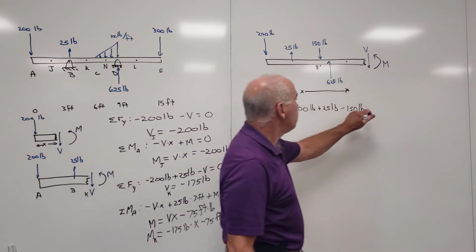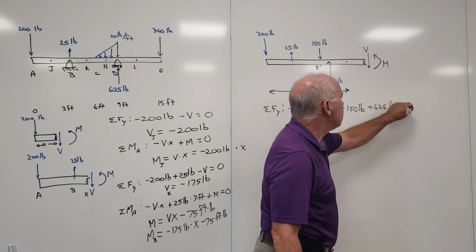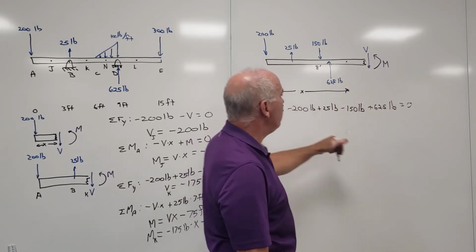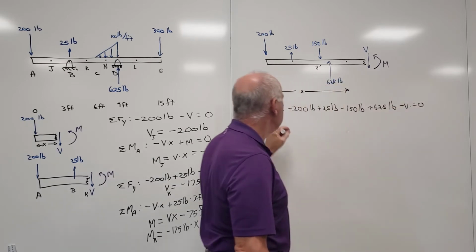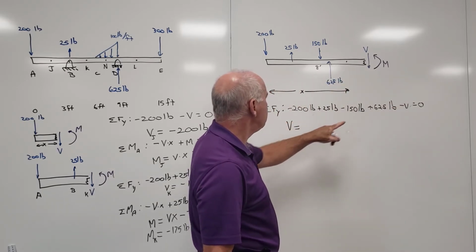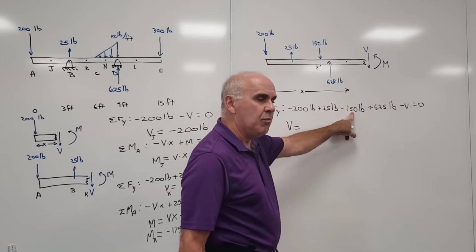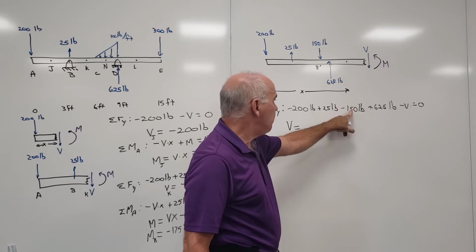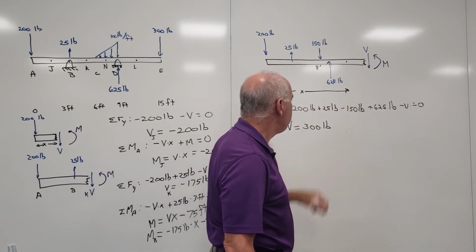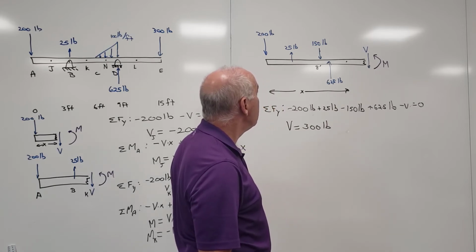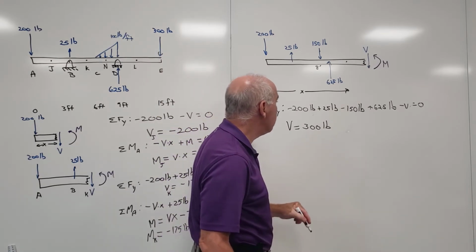All right, and then plus 625 pounds. And that's all equal to 0. Oh, wait, minus V. And that's equal to 0. And so V is equal to 625 plus 25 is 650, minus 150 is 500, minus 200, so that's 300 pounds. Okay, so the shear is 300 pounds, which is good because it's going to be done with that here.